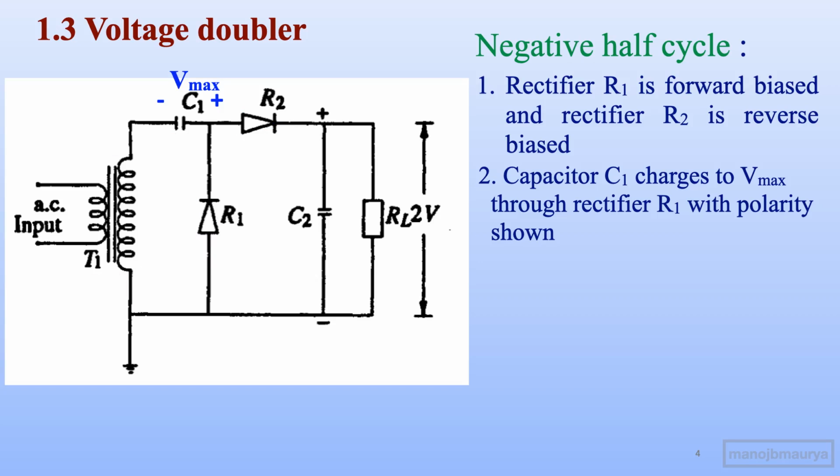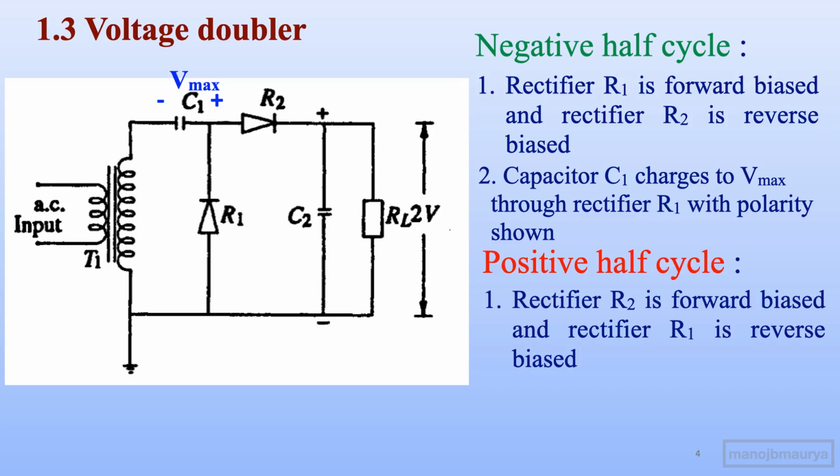Let us now check the consecutive positive half cycle operation. During the positive half cycle, the polarity of the transformer secondary reverses and rectifier R2 gets forward biased while rectifier R1 is reverse biased. So kindly pay attention to the animation shown on the diagram for clarity.